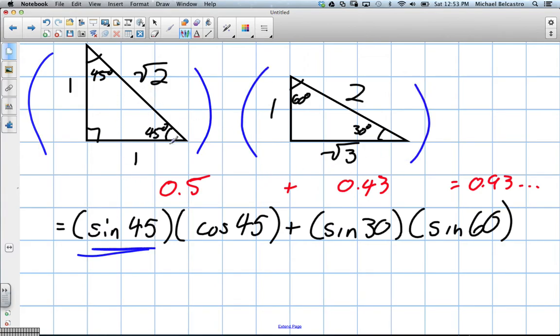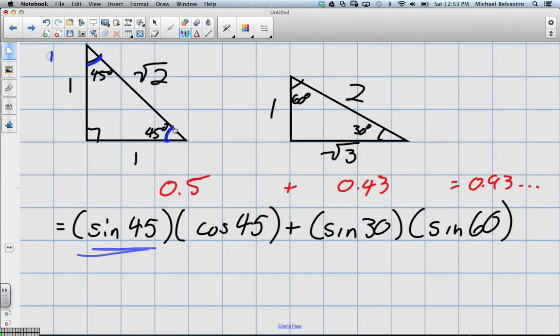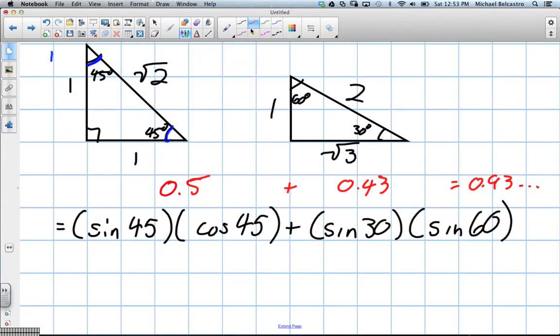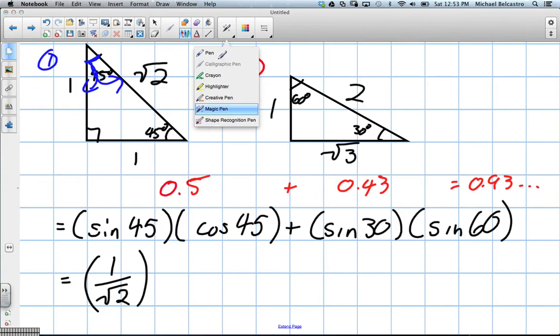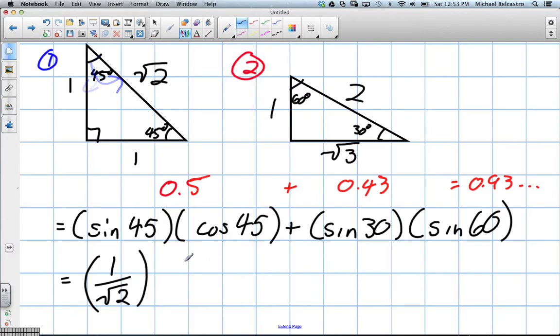Sine 45 can refer to either of these angles in the first triangle we're dealing with. I'm going to put a number 1 there so we know which ones we're talking about. In the first triangle, sine 45 is opposite over hypotenuse, which means we can replace sine 45 with the fraction 1 over root 2. Cos 45, we're going to work on the same triangle again. It doesn't matter which angle we work with, we still end up with the exact same ratios because it's an isosceles triangle. So our cos 45 can be replaced with 1 over root 2.